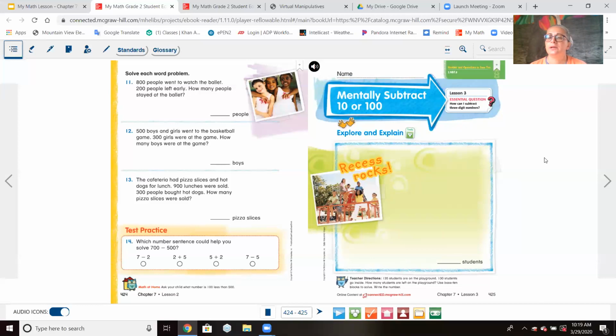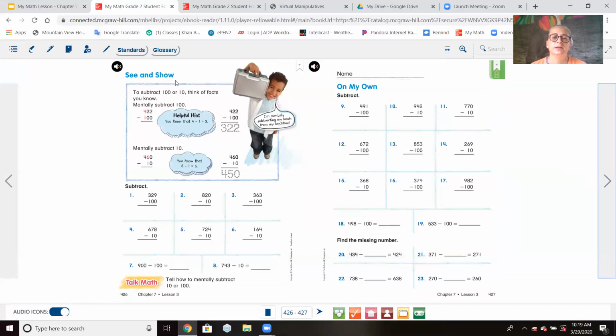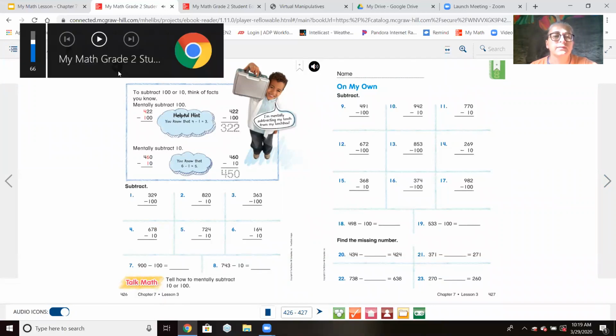Okay, we need to turn now to page 426, and I'm going to play the See and Show, and we'll listen to what they are saying, and I will point as they go through, and you can read it along in your book as well. Okay, let me see if I've got my sound going.